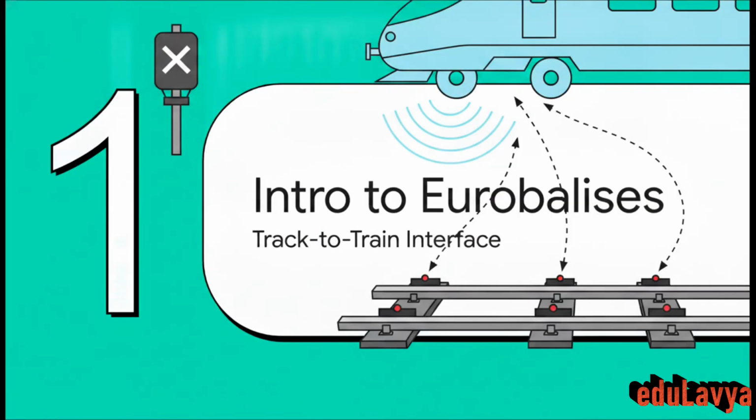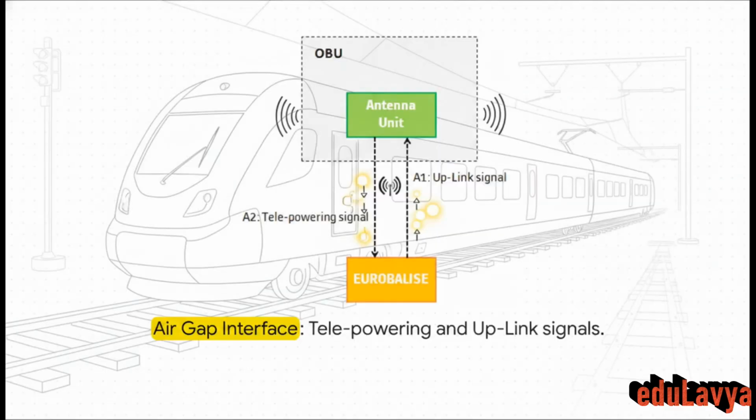All right, let's jump straight into Section 1, Introduction to Eurobalises, the physical track-to-train interface. We have to start with the absolute foundation of track-to-train communication, especially when we're dealing with environments that don't have traditional lateral signals. I'm talking, of course, about the Eurobalise. This is a vital piece of equipment bolted right to the center of the track, and its whole job is to transmit safety-related information to a train's onboard computer the exact millisecond it passes over.